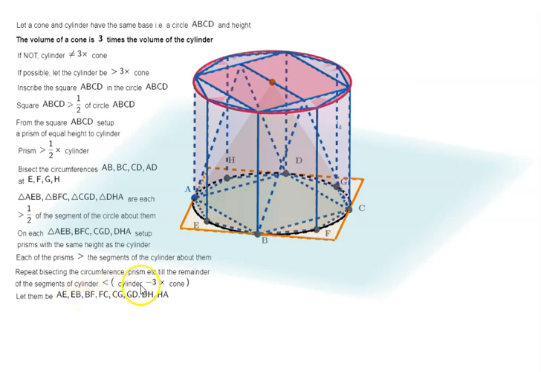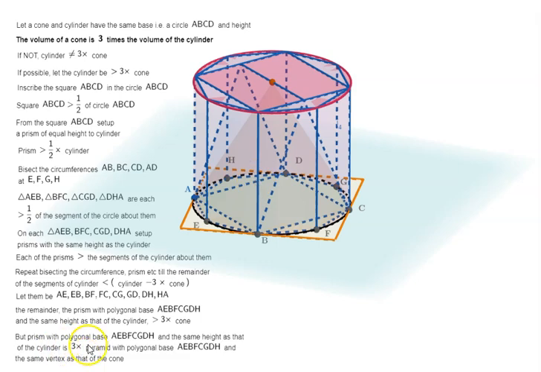Let these segments be AE, EB, BF, FC, and so on. So the remainder, the prism with polygonal base and the same height as that of the cylinder, is greater than 3 times the cone. Prism with polygonal base AE, BF, CG, DH and the same height as that of the cylinder is 3 times the pyramid with polygonal base AE, BF, CG, DH and the same vertex as that of the cone.